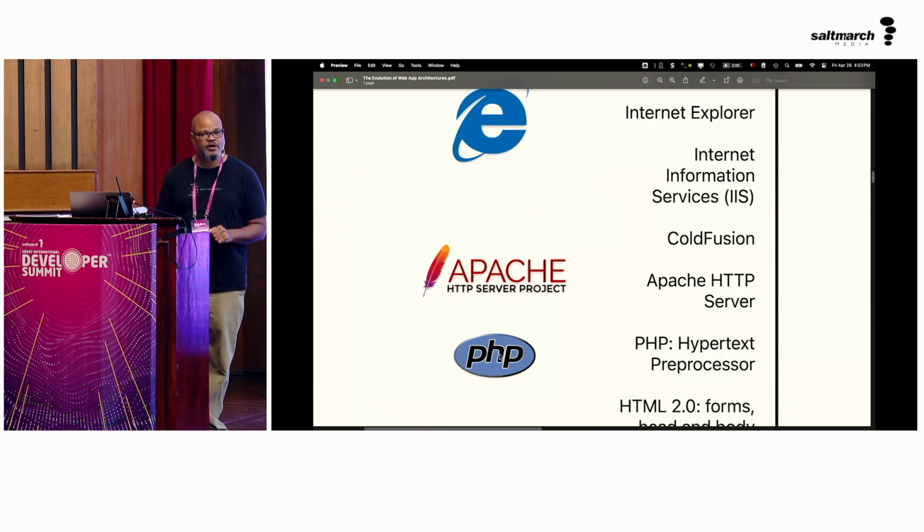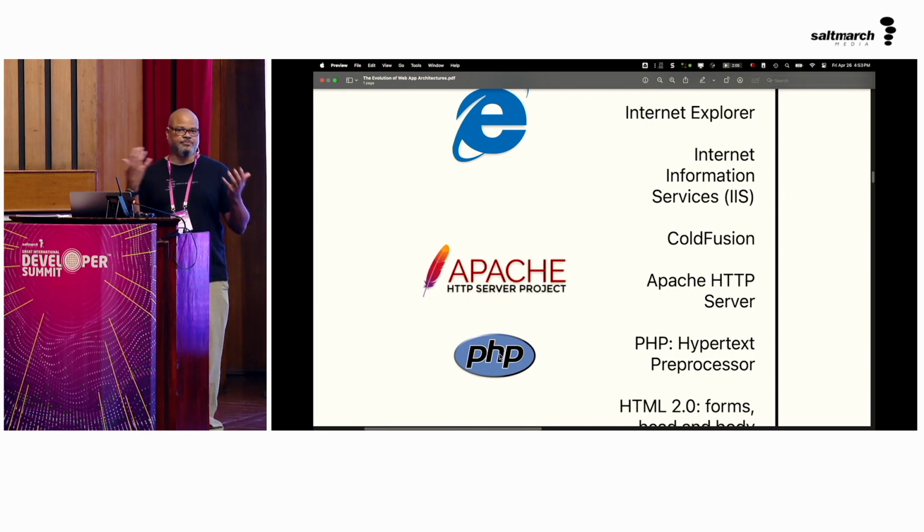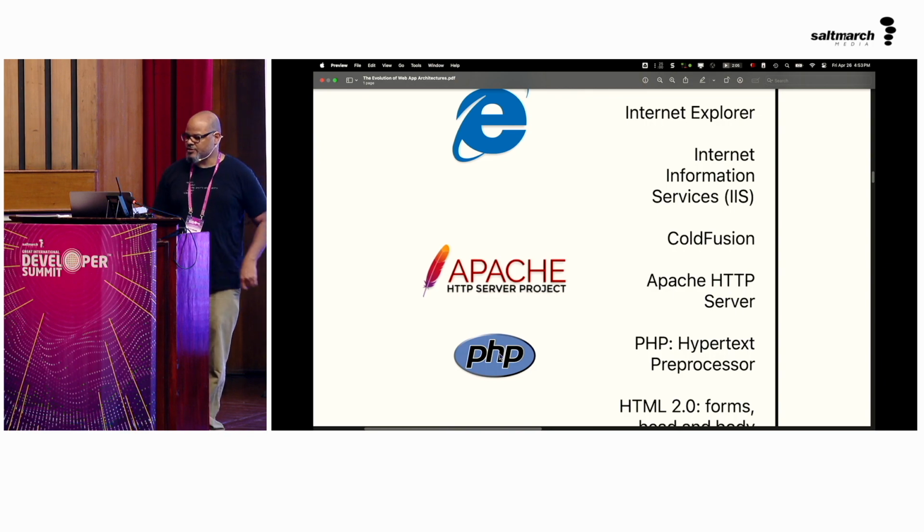Cold Fusion came out around then. Cold Fusion was one of the first tools that let you build an application on the server that would basically integrate with CGI and then grab data from the database for you and then display something. Okay. So that was very important.